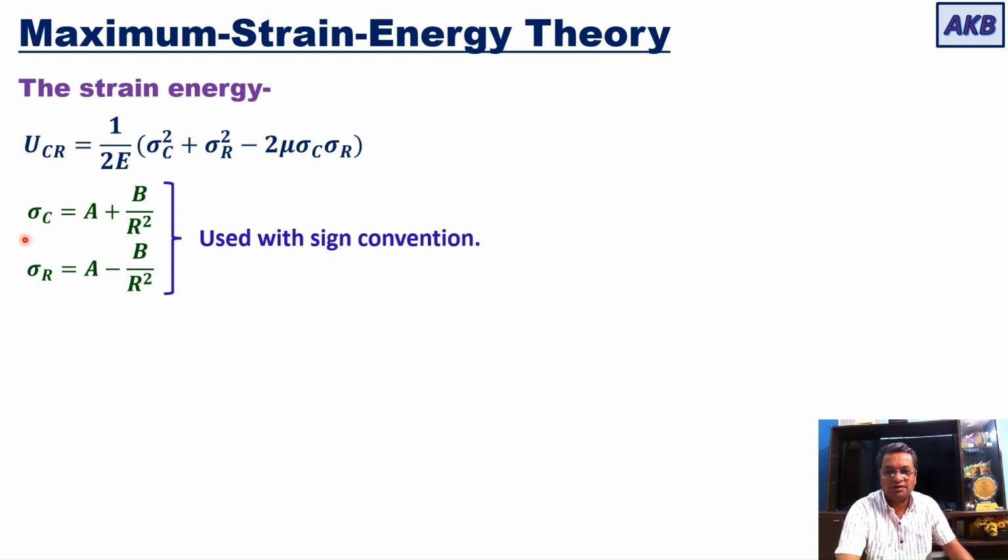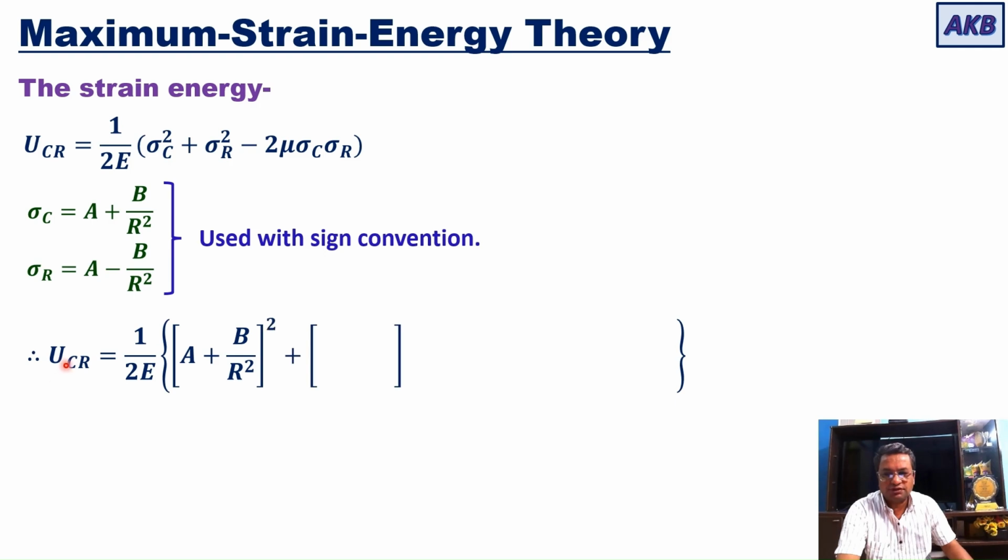In this case, circumferential stress, that is sigma C, is tensile and hence it is positive, and the radial stress, sigma R, is compressive and hence it is negative. And I have considered this equation by taking that into account. That means with the sign convention, the equation for sigma R is A minus B upon R square. A and B are constants and R is any radius of the cylindrical vessel.